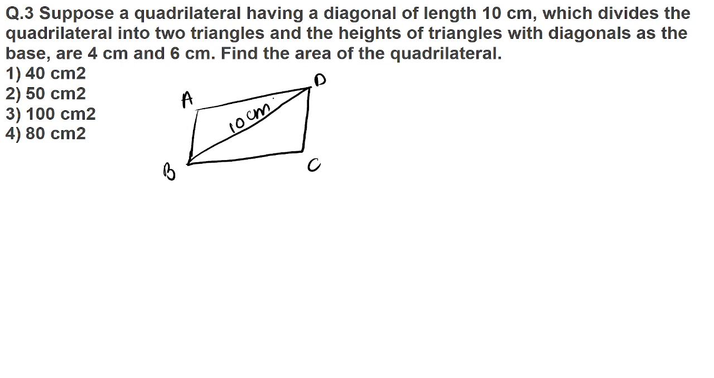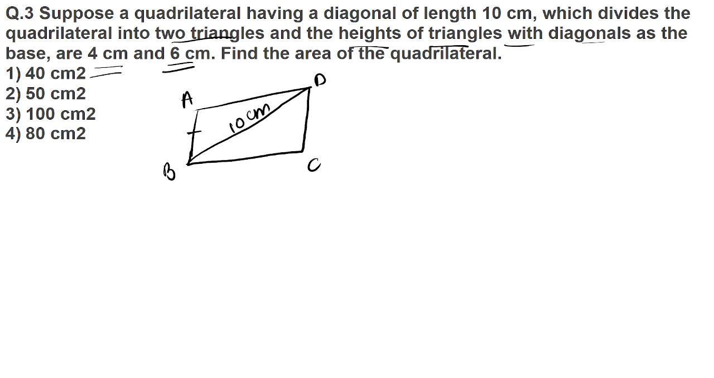One is triangle ABD, and the other triangle is BDC. Now we got these two triangles. Now we know the heights of the triangles with the diagonal as base are mentioned: 4 centimeter and 6 centimeter. You have to find the area of the quadrilateral.